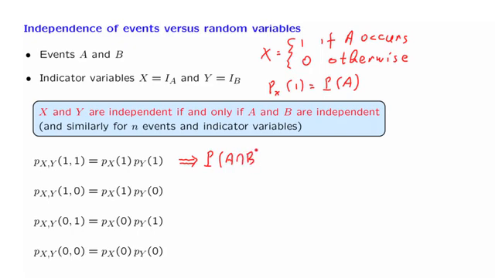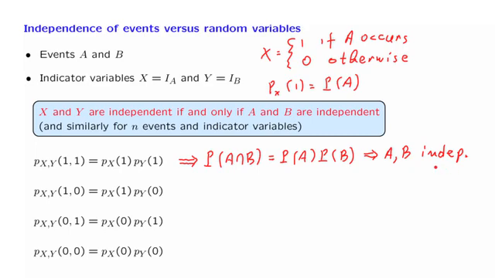So the joint PMF evaluated at 1, 1 is the probability that events A and B both occur. On the other side of the equation, we have the probability that X is equal to 1, which is the probability that A occurs, and similarly the probability that B occurs. But if this is true, then by definition, A and B are independent events. So we have verified one direction of this statement. If the random variables are independent, then events A and B are independent.